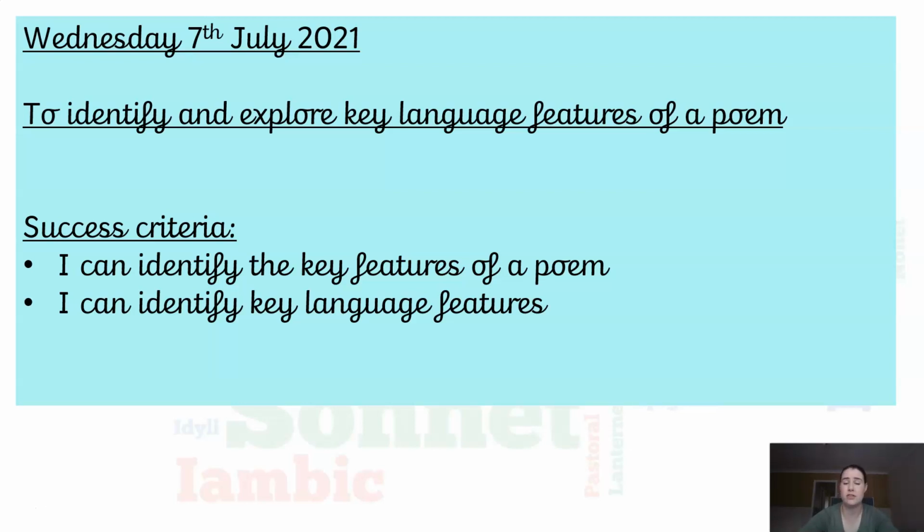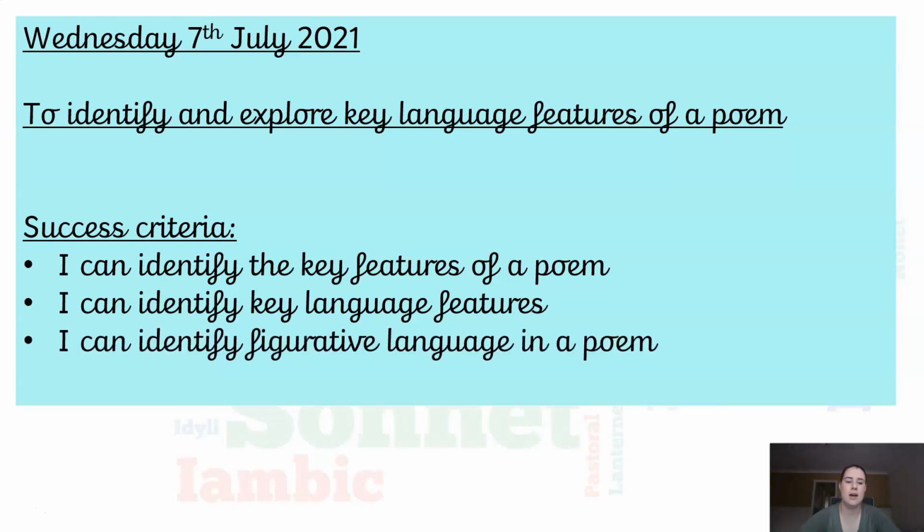So looking at where they've got fronted adverbials, if there's personification, whether we might have rhyme going on in our poem. And then you're going to have a go at identifying the figurative language in a poem, because that's going to be the bulk of what we're going to be looking at for the next few lessons. You're going to have a go at picking apart our pencil poem and highlighting where all the key features are on that one as well.